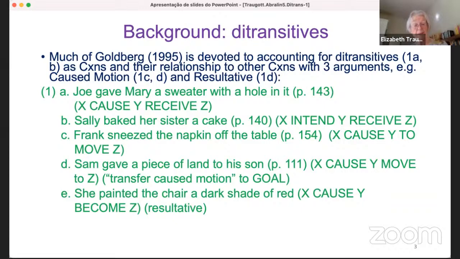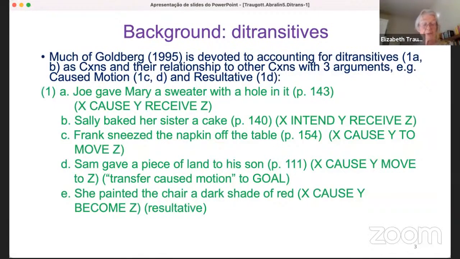In the 1995 book, she argues that Frank sneezed the napkin off the table is quite closely related to Joe gave Mary a sweater with a hole in it. This is a bit of a surprise when you think about it, because off the table is a prepositional phrase and doesn't seem to have much to do with Joe gave Mary a sweater with a hole in it. The same is true of Sam gave a piece of land to his son, X caused Y to move to Z. This is called a transfer caused motion to a goal. And I'm going to be talking about that quite a bit.